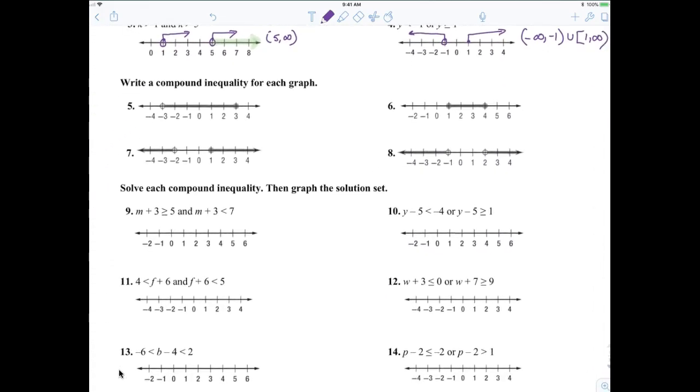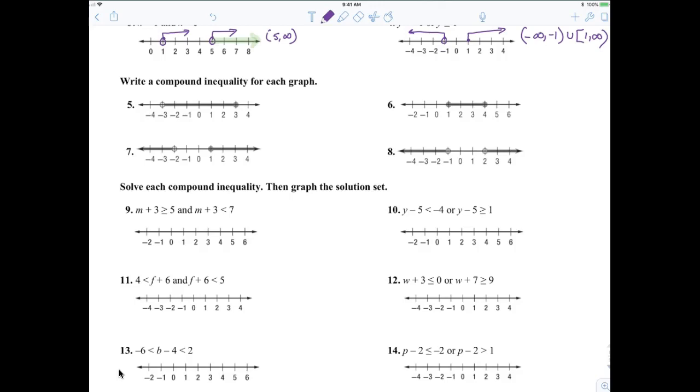Okay. Now, 5, 6, 7, and 8 means you're going to write them. All right? Now, 5 and 6 are a little bit harder, so we're going to start with 7 and 8. Then I'm going to go back to 5 and 6. All right? So, here we go.